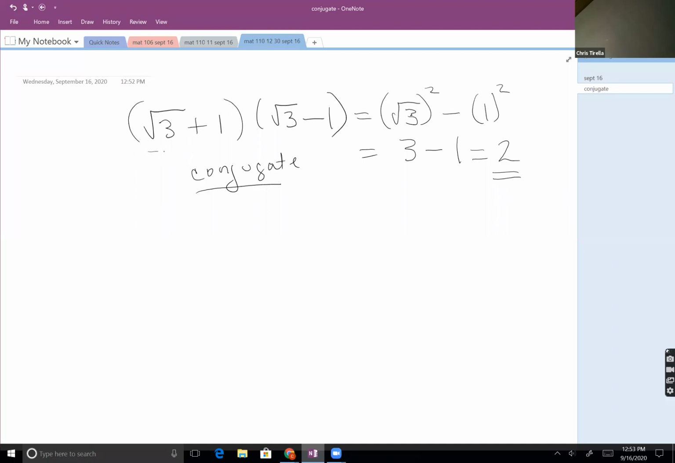And so if I have a binomial radical expression, in order to get rid of the radical, I need to multiply by the conjugate. To eliminate the radical, I have to multiply by the conjugate.